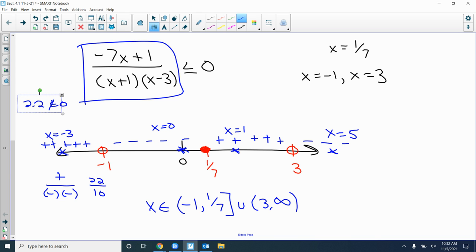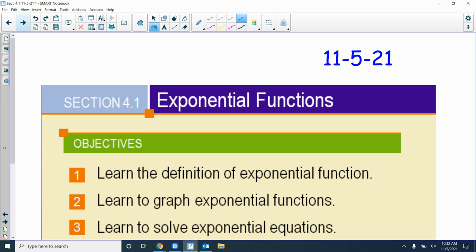All right, we're going to go to chapter 4. We're going to start a little exponentials, a little logarithms. First of all, we've got to do some exponentials. Logarithms you probably touched upon a little bit last year.